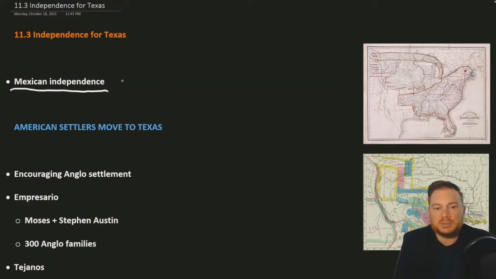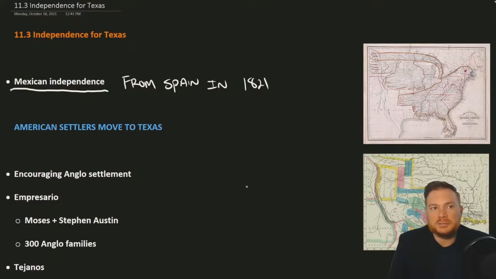So, Mexican independence from Spain in 1821. In fact, for much of South America, independence came from the Spanish crown anywhere between around 1800 through 1825. Mexico gained their independence in 1821. So it's no longer really an issue between the US and Spain, but rather an issue between the United States and now the Mexican government.